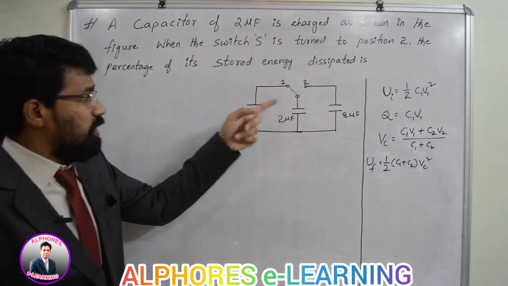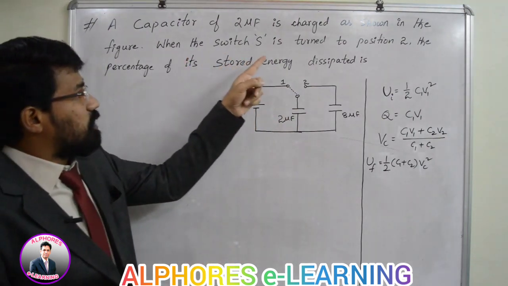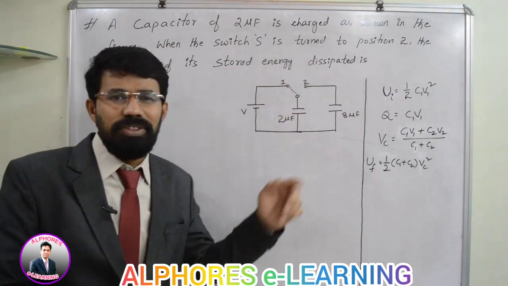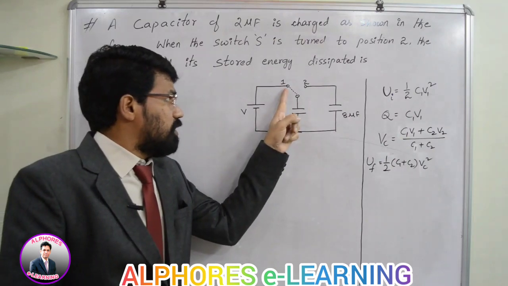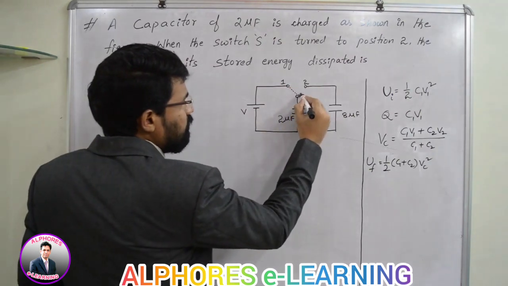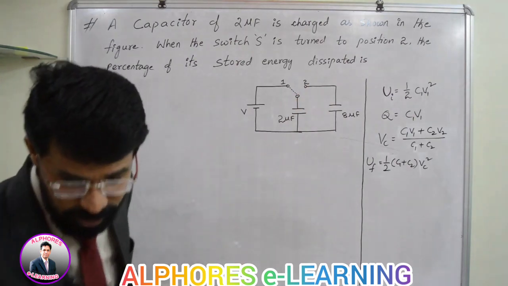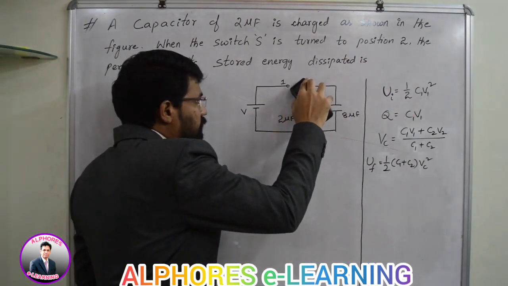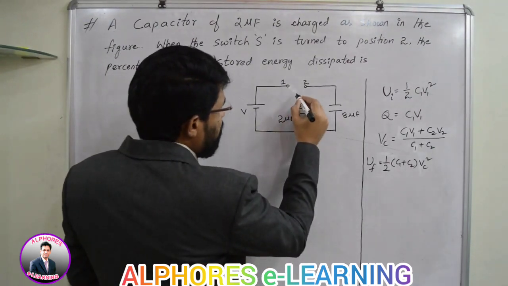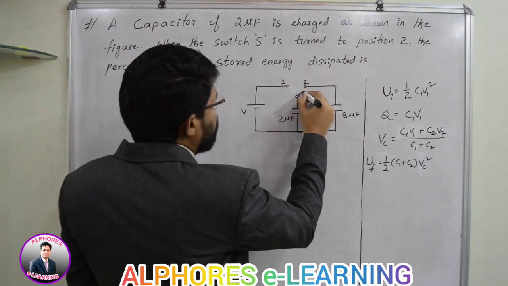So when this 2 microfarad capacitor gets fully charged, then what is he saying? The switch S is turned to position 2. The percentage of its stored energy dissipated is. Now what was done after it got fully charged? This key is turned from 1 to 2, so it is connected like this. A contact is made. Then what happens if there is a contact between these two? Let me erase this. We'll assume that this 2 microfarad capacitor has got charged completely, and I have changed the key, or the switch is turned from 1 to 2 like this.